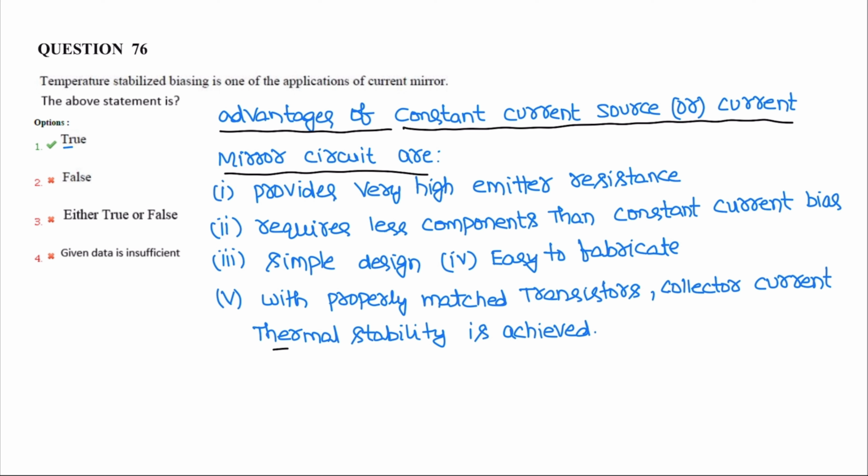Temperature stabilized biasing, that is thermal stability, is one of the applications of current mirror circuit. So the statement given is true.